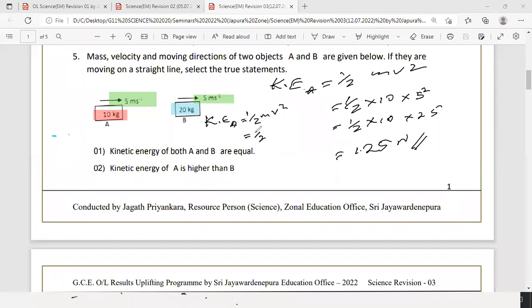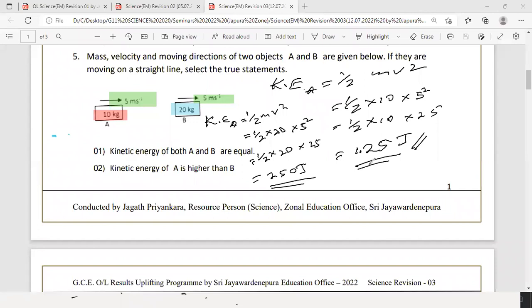So you can write here half into the mass, which is 20. The previous one had a mass of 10 kilogram. It is 5 squared, the velocity is the same. Then you get half into 20 into 25. What is the kinetic energy? It's 250. Actually it's not in Newton, it should be in joules, because any form of energy is measured in joules, capital J. So it's in joules. Now you can see the kinetic energy is not the same.